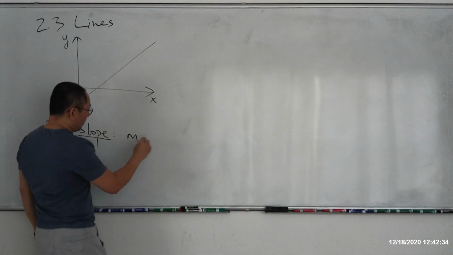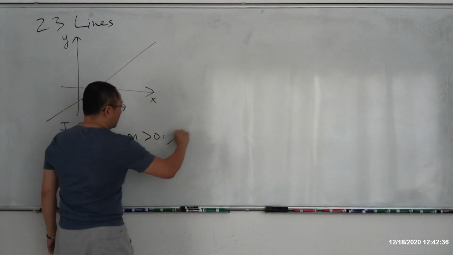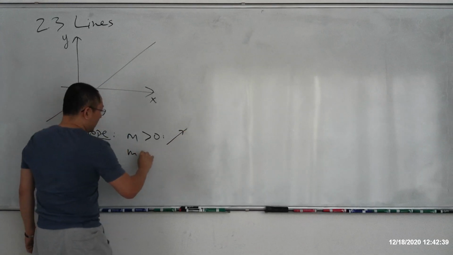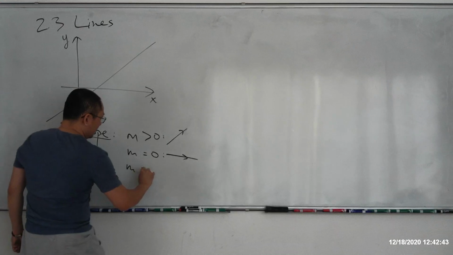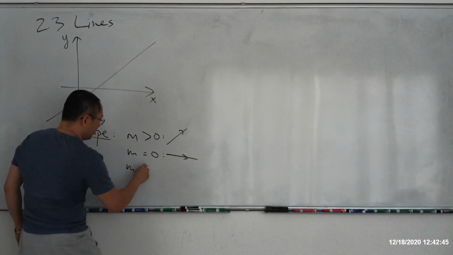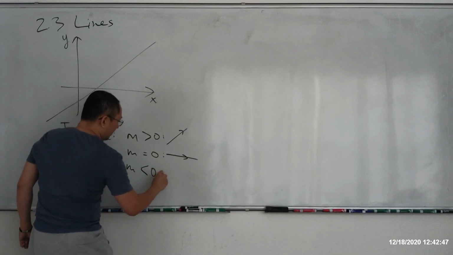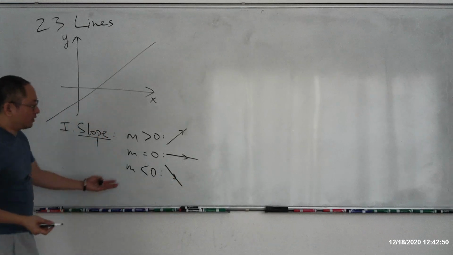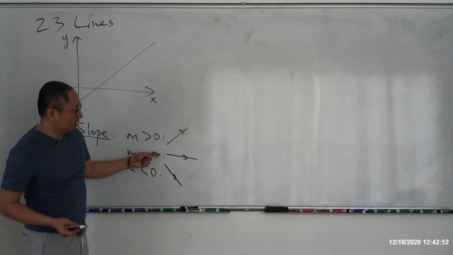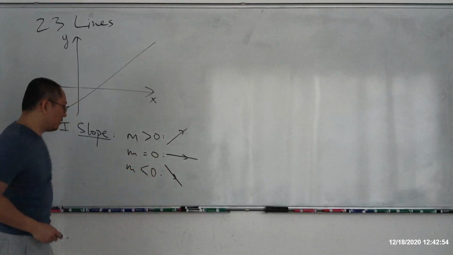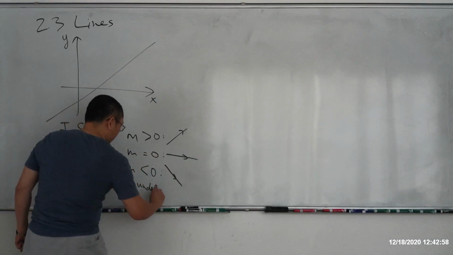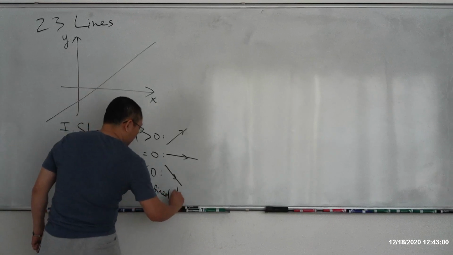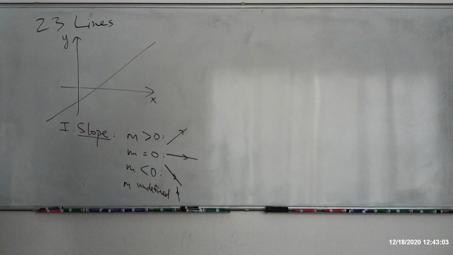Let me write down here slope M. Positive, the line is going up. M is equal to 0, the line is horizontal. M is negative, the line is going down. And later on when you learn functions, you'll see the function is increasing, constant, or decreasing. And M is undefined, then you have a line straight up, a vertical line. Okay, that's about the slope.